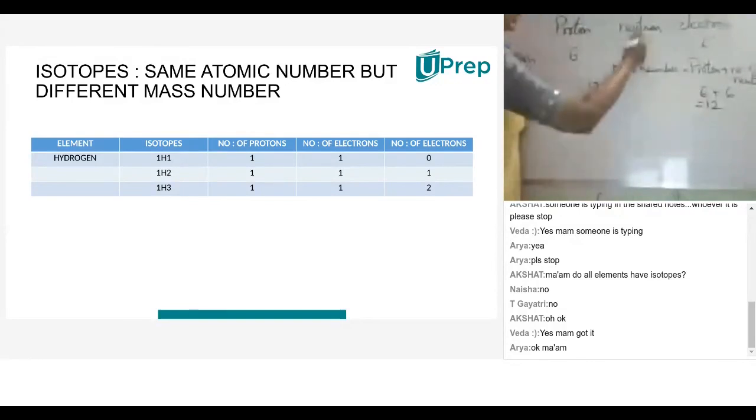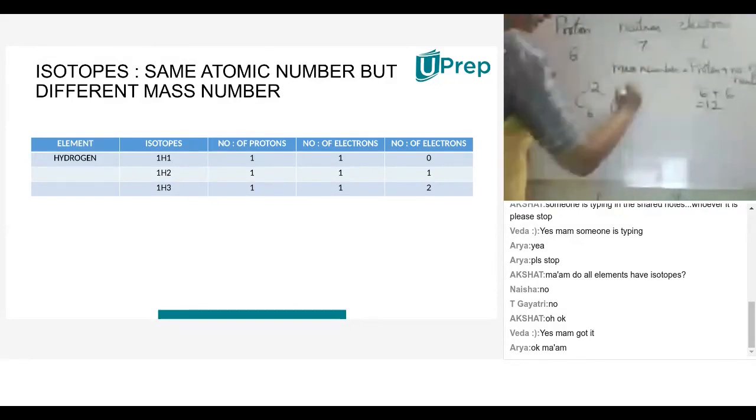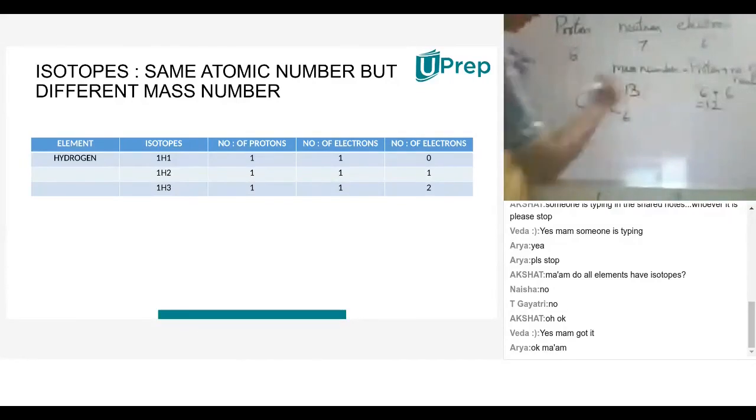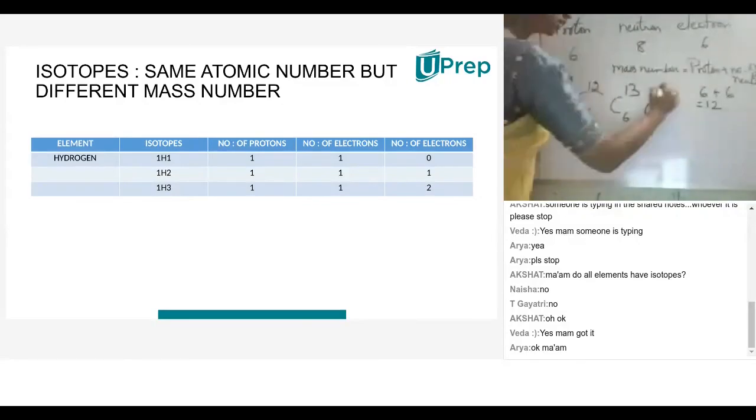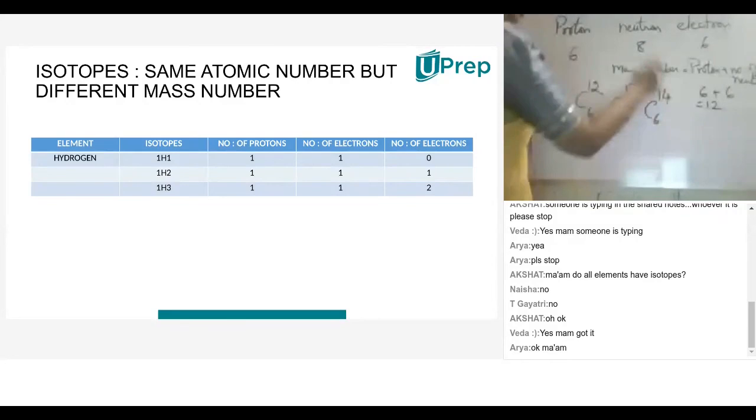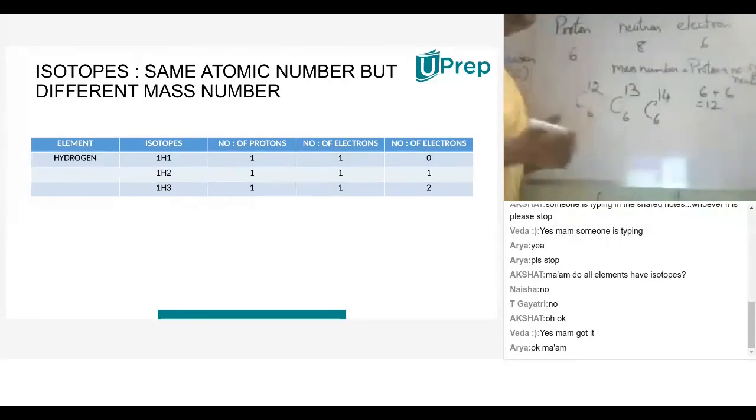So if the number of neutrons is 7, then it is C 6 13. Understood? If the neutron number is 8, there won't be any change in proton and electron. Only neutron will change. So C 6 14. 6 plus 8 is 14. Any doubts, children?